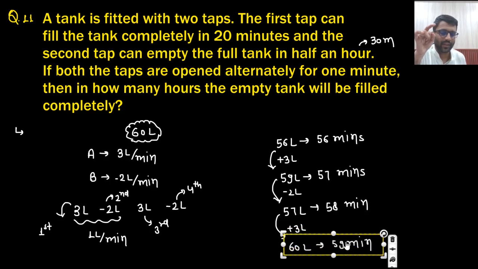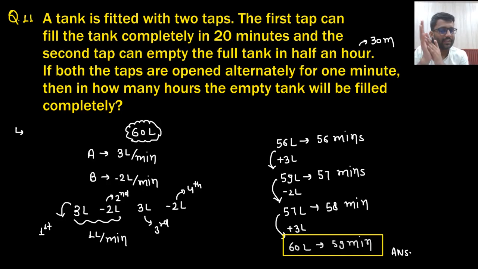60 liter in 59 minutes. So this is the answer. Did you understand this point? 56 liter in 56 minutes. Then plus 3, one would work. So 59 liter in 57 minutes. Then minus 2, 57 liter in 58 minutes. Then plus 3, 60 liter in 90 minutes.